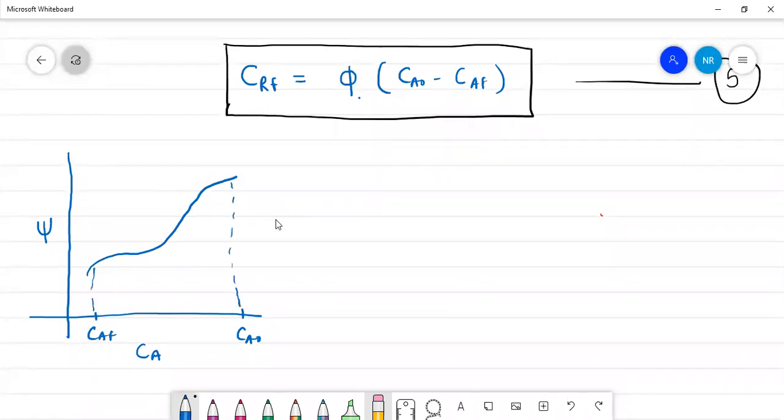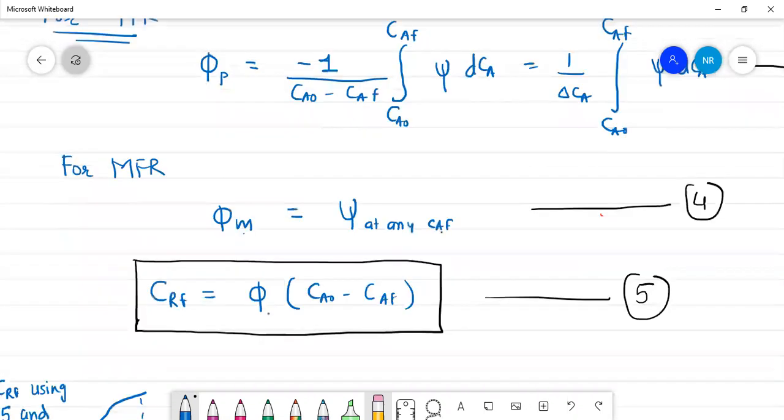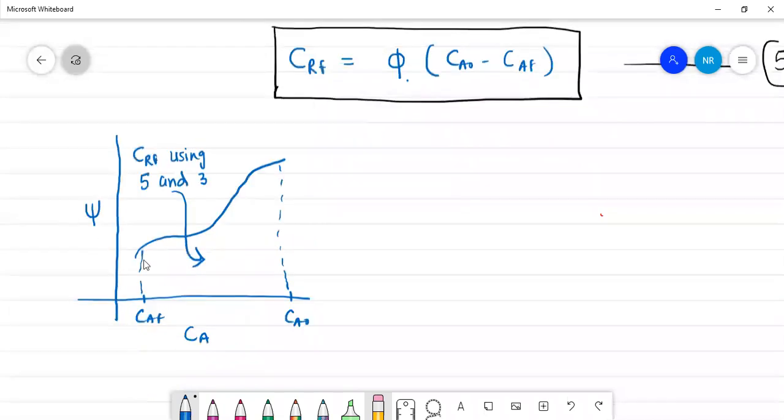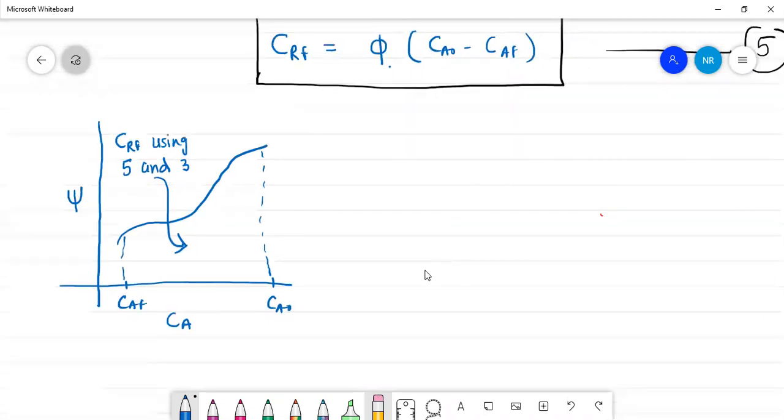I'm getting two lines. I have to find out the area under the curve. And from the area under the curve, we have to find out CRF using two equations, equation number 5 and equation number 3. Done. So ultimately we first have to draw a graph of phi versus CA, and we'll calculate one example so you will clearly understand how to draw this graph.